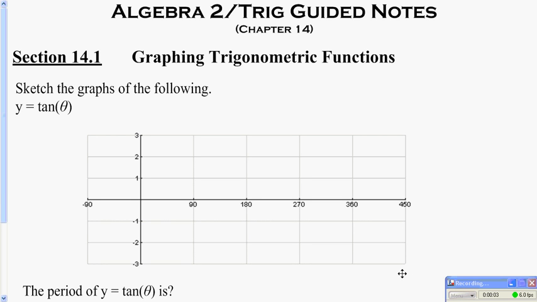Here begins lesson 14.1, graphing trigonometric functions.